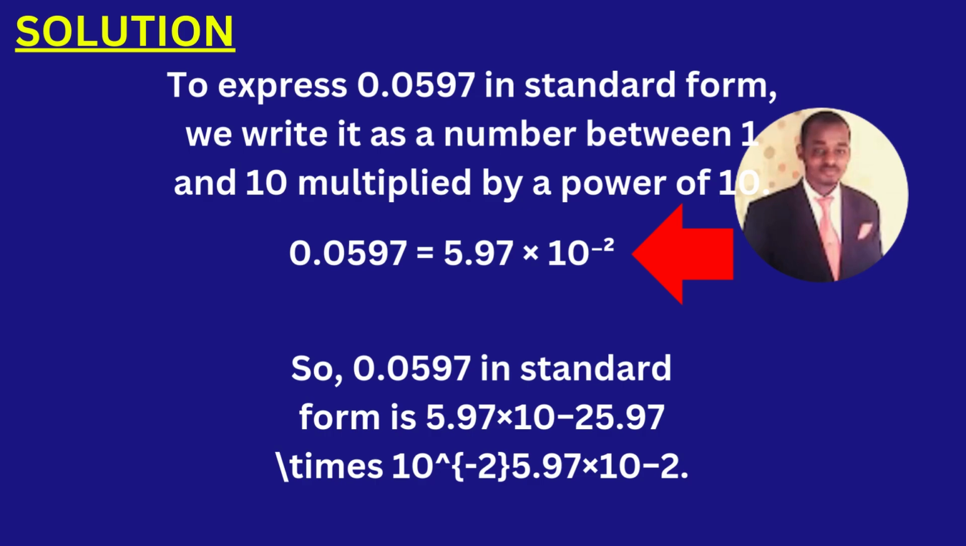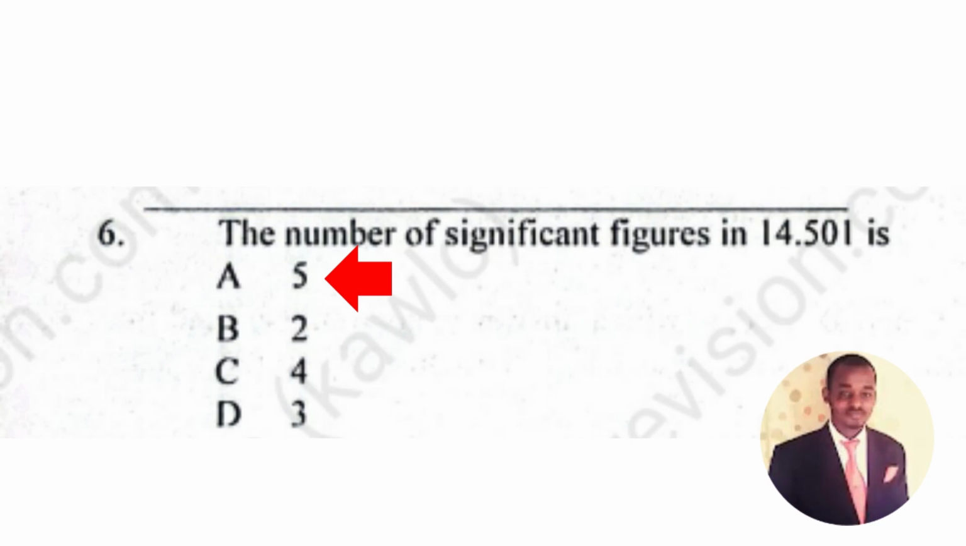As you can see here, to express 0.0597 in standard form, we write it as a number, then we multiply by the power of ten. So finally we get this. So this is the correct answer for that. So that's the solution. The number of significant figures in 14.501 is, the correct answer is 5. So let's see the solution.